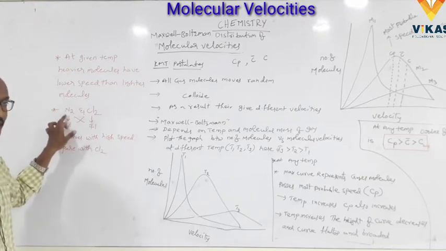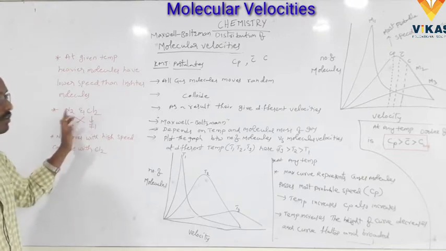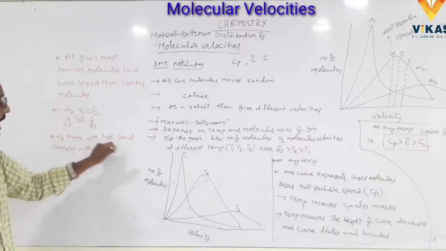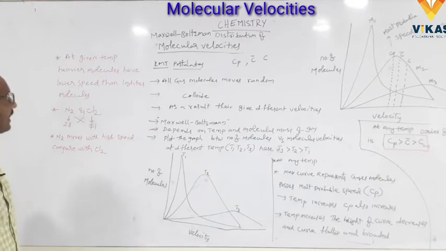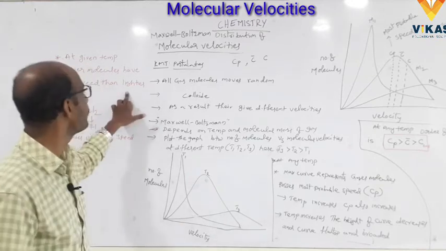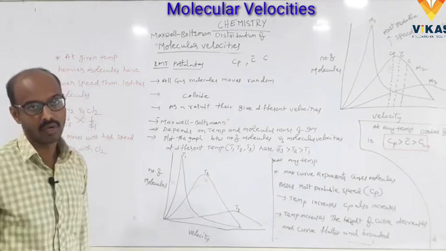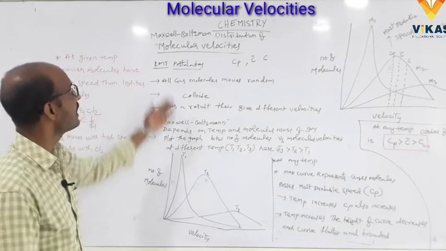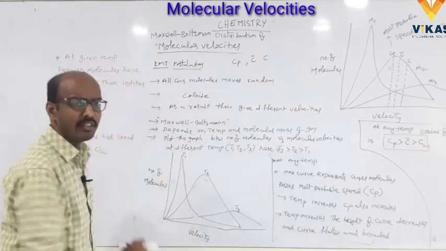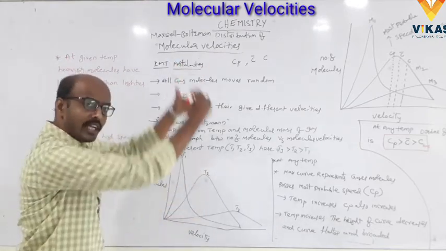Based on these 2 points, here we take N2 and Cl2. Which one has the low molecular mass? N2. So N2 moves with high speed compared with chlorine. Why? At a given temperature, heavier molecules have lower speed than the lighter molecules. Clear? It is the Maxwell-Boltzmann distribution of molecular velocity. And finally, conclusion, simply one conclusion: the temperature increases.